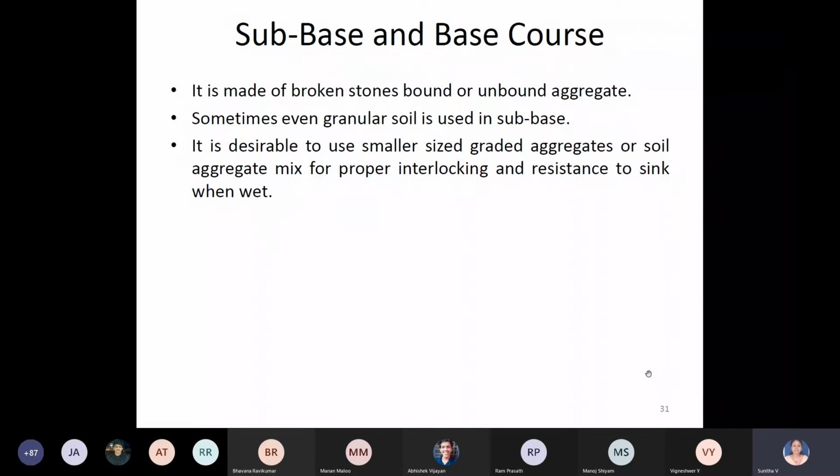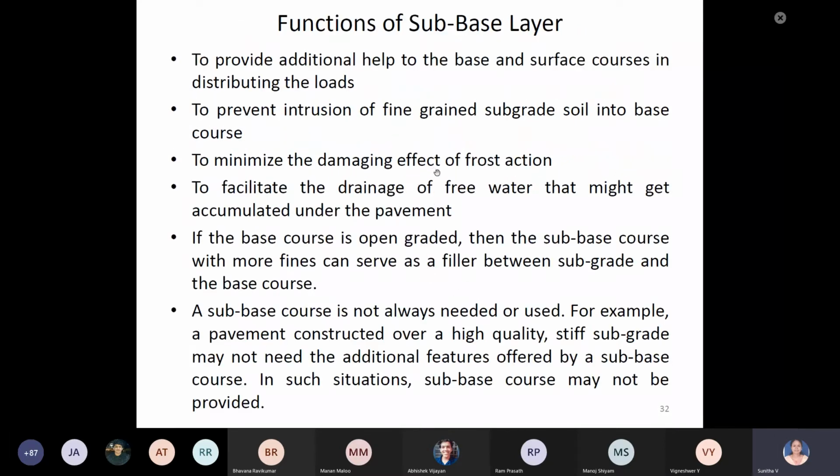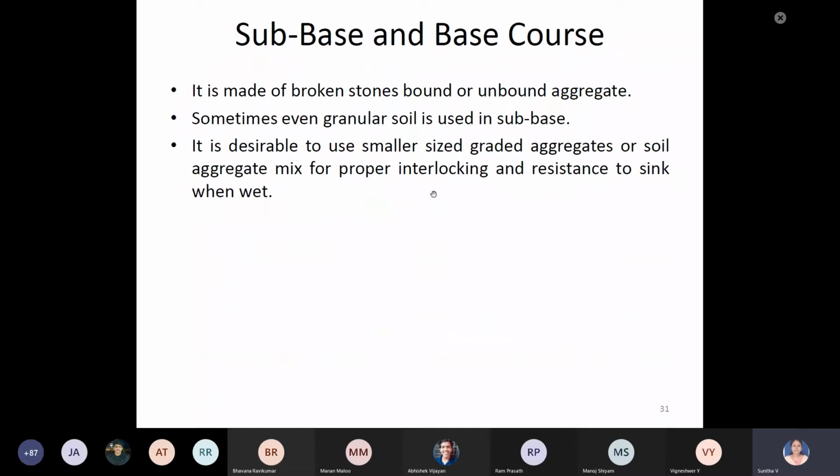Then subbase and base course also we have seen. In that, we discussed that it is better to have smaller sized aggregates, smaller sized graded aggregate, instead of having the big aggregates.